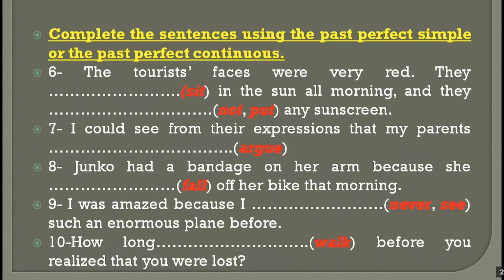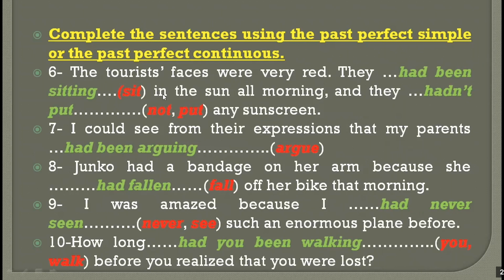Okay, let me show you the correct answers. The tourists' faces were red. They had been sitting in the sun all morning. Yep, past perfect continuous. And they hadn't put on any sunscreen. Don't confuse put on. Don't use the past perfect continuous here. We don't use continuous tenses with the verb put.